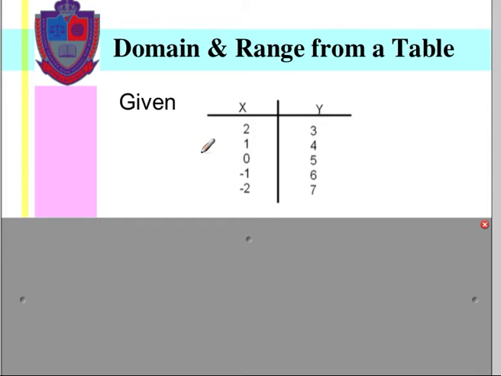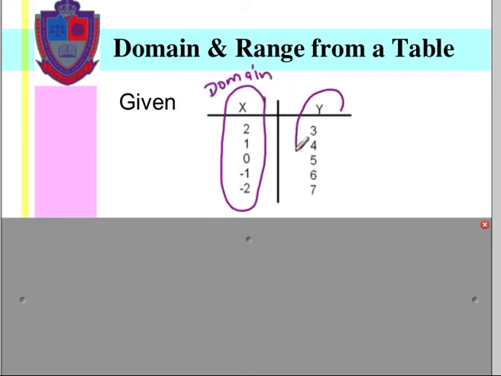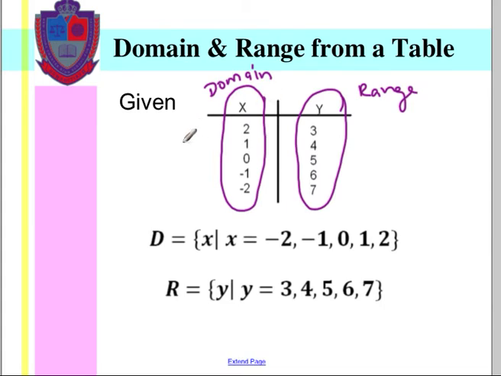Now what about a table? If I have a table and I say find the range and find the domain. Again, you have to remember domain is all your x values. That's my domain. And my range is all my y values. So if I was to write this as a domain and range, that's what I'm going to do. Domain x such that x is equal to all my values, and the range is y such that y is equal to blank.